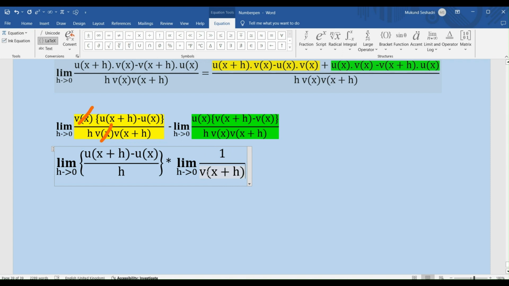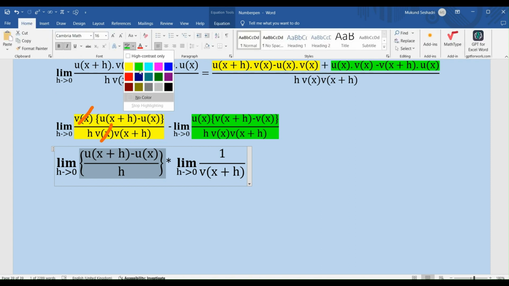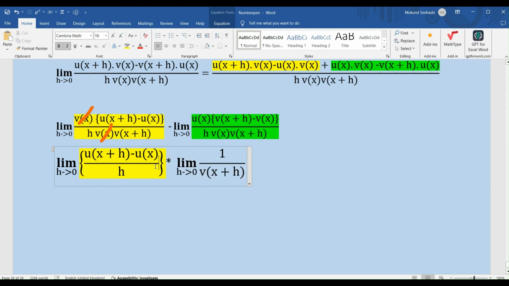So I can combine. My u of x plus h minus u of x divided by h, limit h tending to 0, is nothing but my u dashed. So this part is my u dashed. I'm still going to use the yellow. And what is my second part? Limit h tending to 0, 1 by v of x plus h.